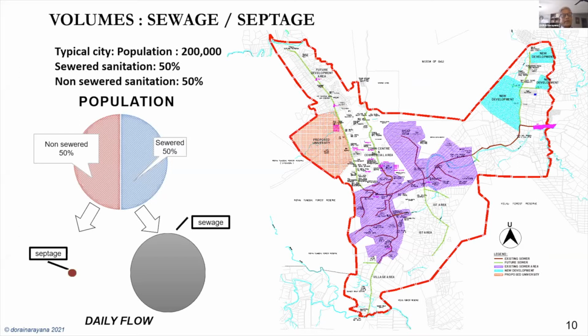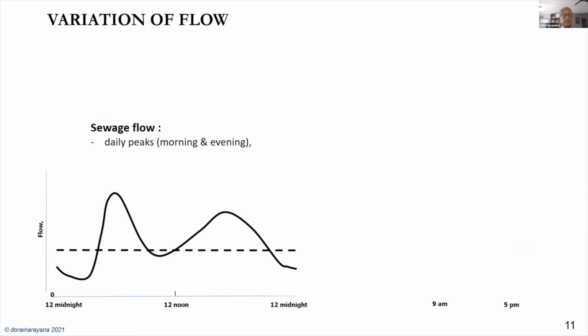So in terms of volume, this is what happens. And we are talking about a daily flow. So a daily flow has maybe 100 times more sewage compared to septage. But let's look at the variation over the day. This is a typical sewage flow variation. The graph here shows a day, 12 midnight to 12 midnight. And you have a typical two peaks, a morning peak and an evening peak, corresponding to the water usage by people, right? When more people use water in the morning, you get a high peak in the morning and then an evening peak again. The rest of the time is lower. So this is how the sewage normally varies as it reaches the sewage treatment plant.